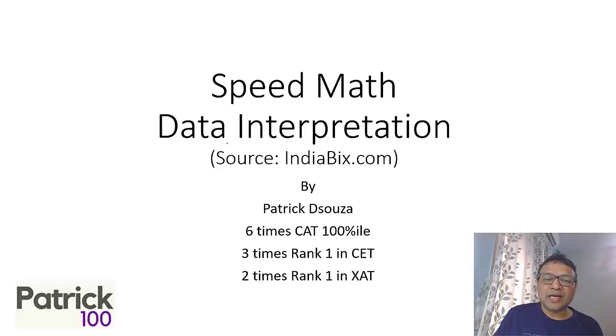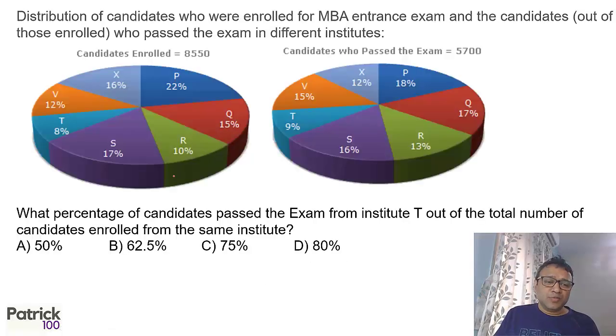Hi, so we're looking at data interpretation questions. Sources: IndiaVex. What percentage of candidates pass the exam from Institute T out of the total number of candidates enrolled from the same institute? So we basically want how many people pass. If you look at it, 9% passed out of 5,700.